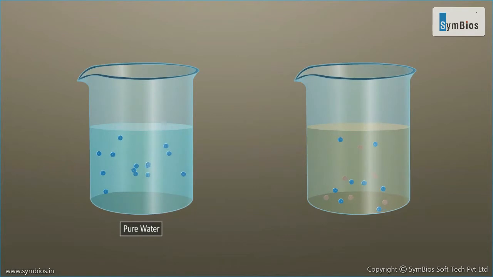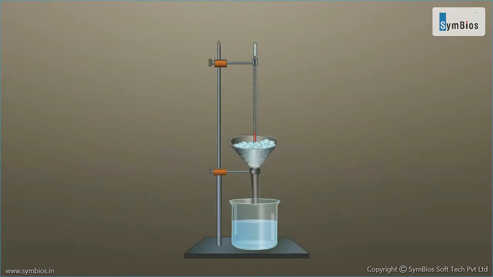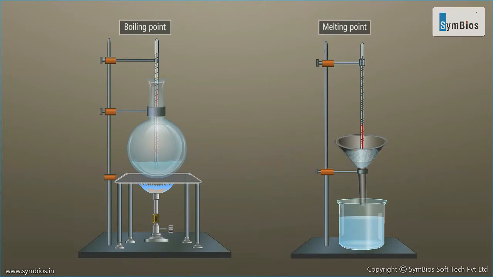A substance is impure when there are traces of molecules other than the substance itself. Every substance has a characteristic melting point and boiling point, and impurities alter the melting and boiling point of a substance. These properties are used for purifying the substances.